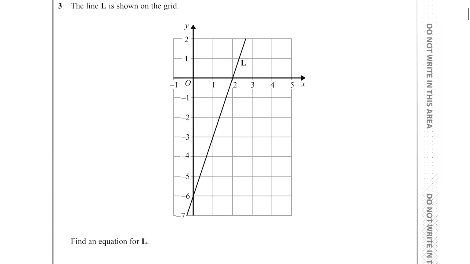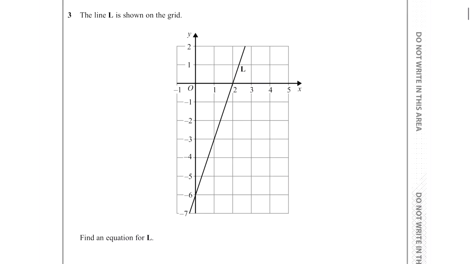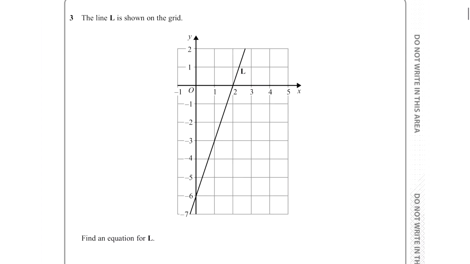Question 3. The line L is shown on the grid. Find the equation for L. Okay, the equation of a line, remember, is y is equal to mx plus c, where c is the y-intercept. So if I drew a green line there, that's your y-intercept, and m is your gradient. So your y-intercept is where the line crosses the y-axis. We can see that happens right there. It crosses the y-axis, so c is going to be minus 6. So I can write that underneath here. Now I just need to find what m is.